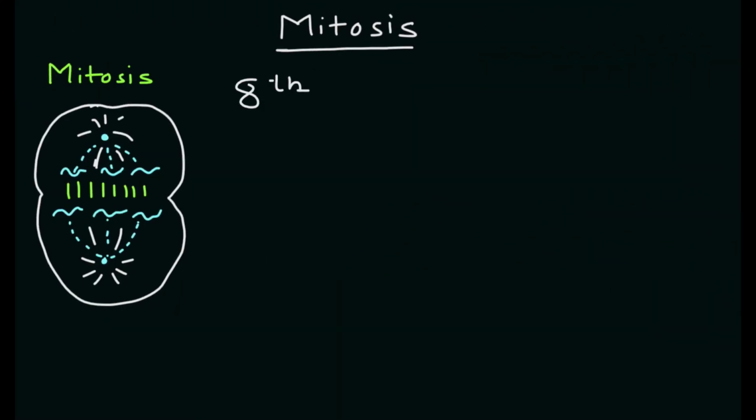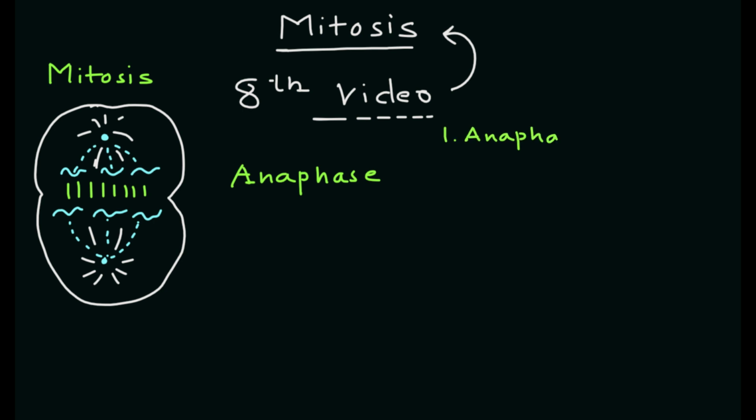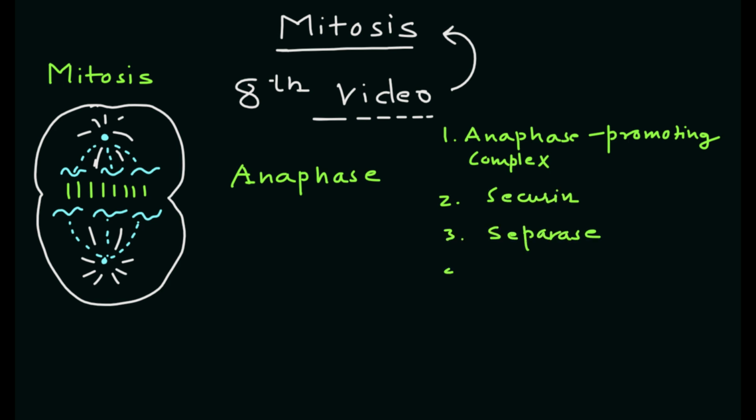In our last video, we talked about the stage called Anaphase. We went over some of the interplay and regulation processes of the Anaphase promoting complex, Securin, and separase, and how chromosomes get separated. That we discussed in detail. If you missed that particular video, it's a good idea that you watch that video before this one.